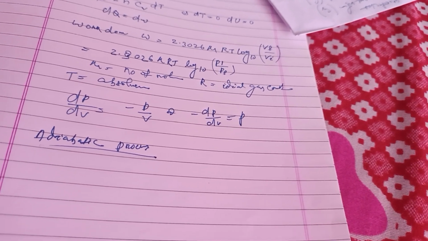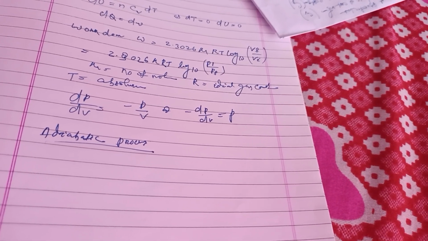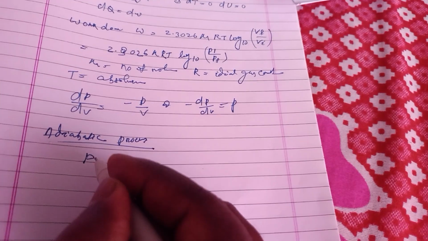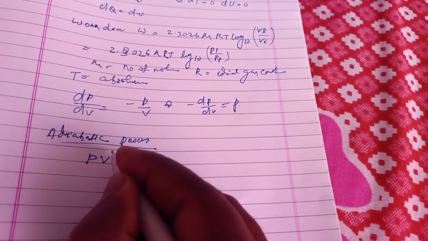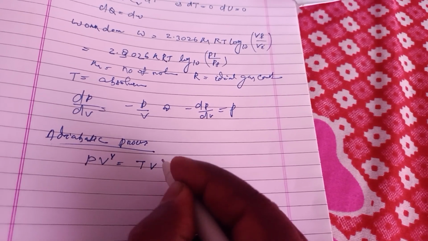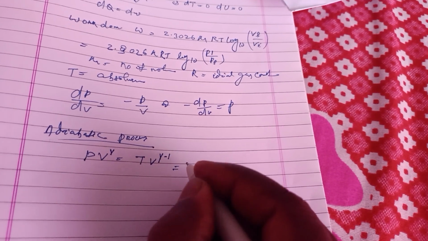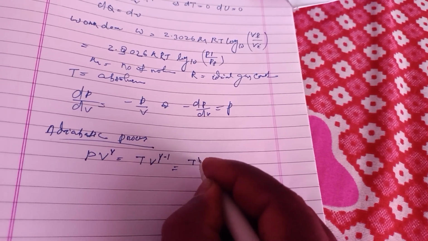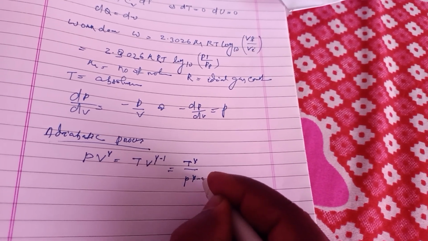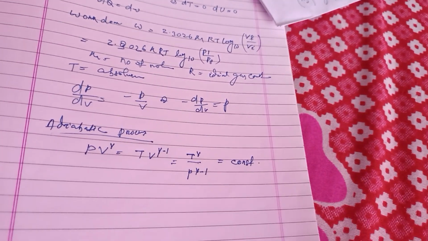Adiabatic process is a very fast process, according to which PV^gamma = TV^(gamma-1) = T^gamma/P^(gamma-1) = constant.